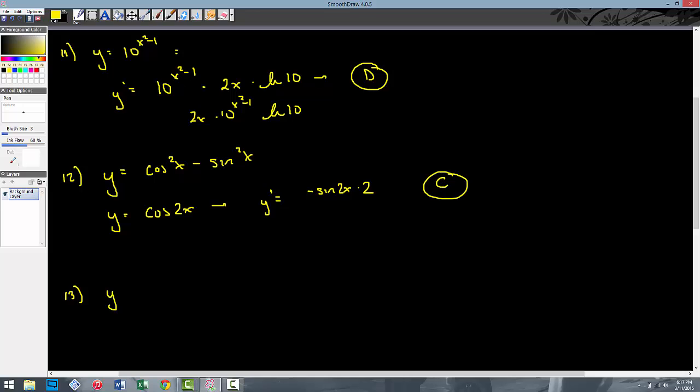Ooh. y equals tan inverse of cos x. Well. Oh, wow.